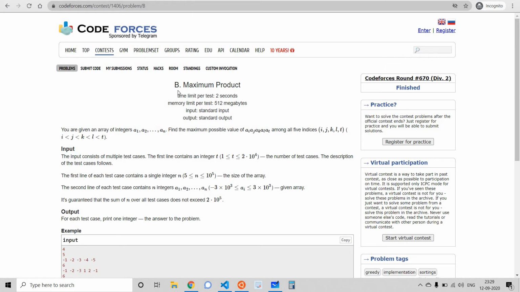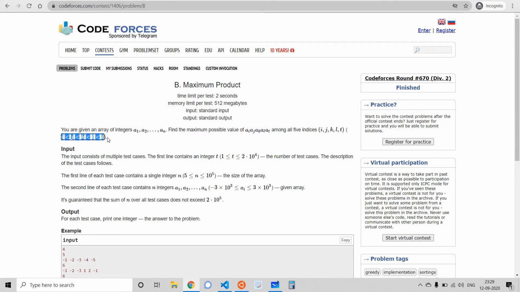In this video we are going to look at the solution of problem B from today's Codeforces Round 670 Division 2. It is called Maximum Product. So we have been given an array of n elements and we need to find out the maximum possible product we can have using 5 elements from our array such that the indices are in this order.